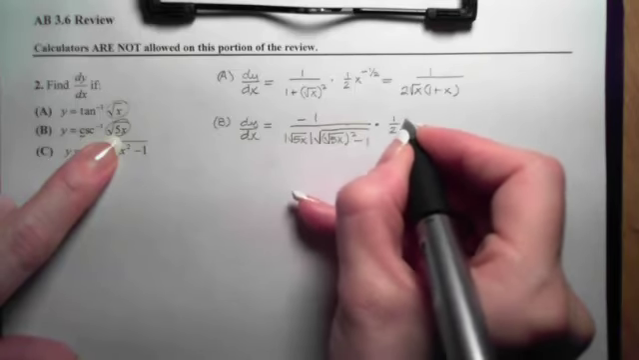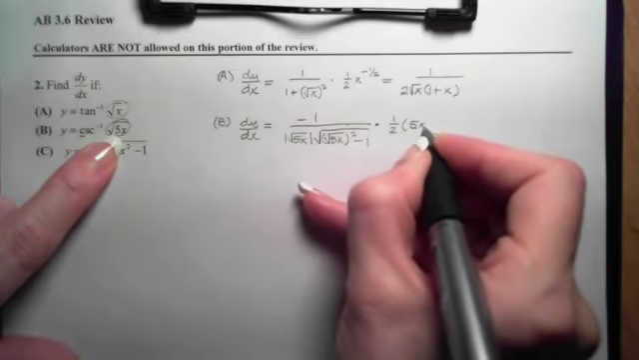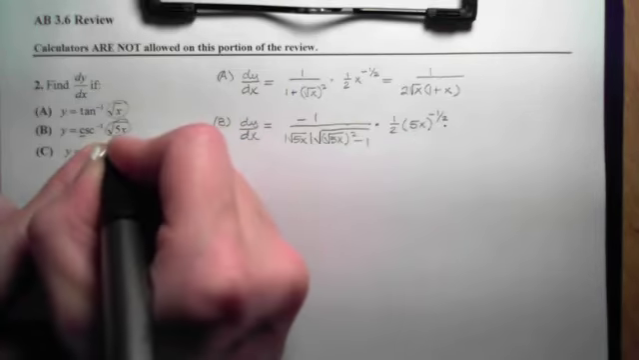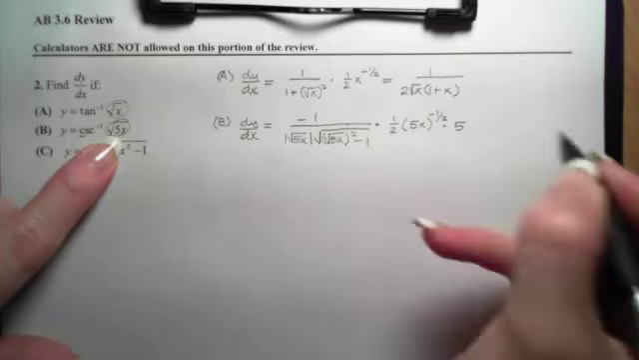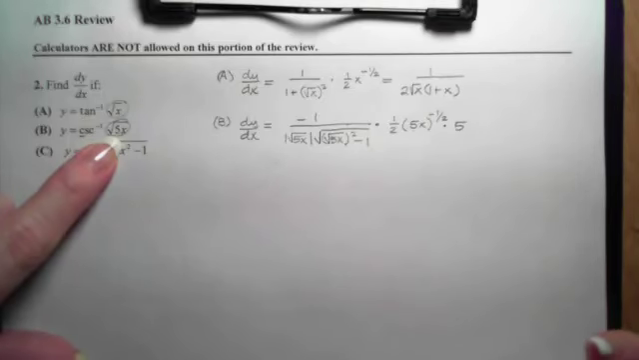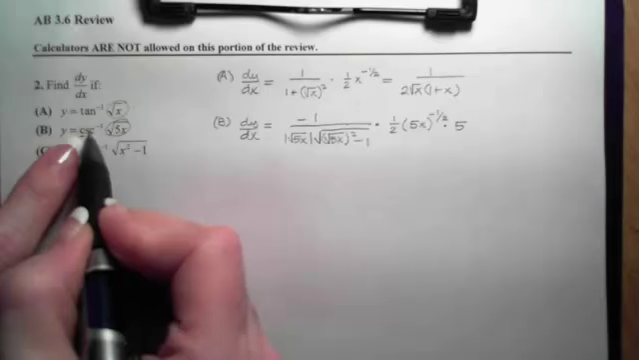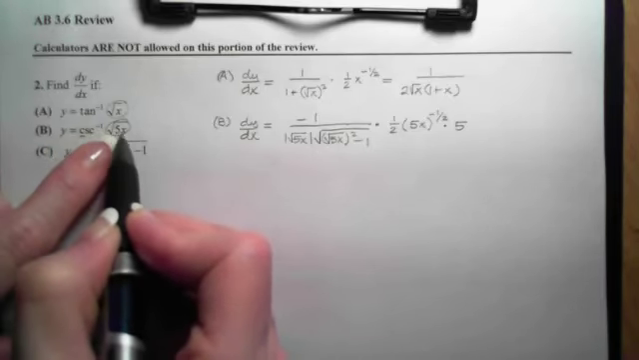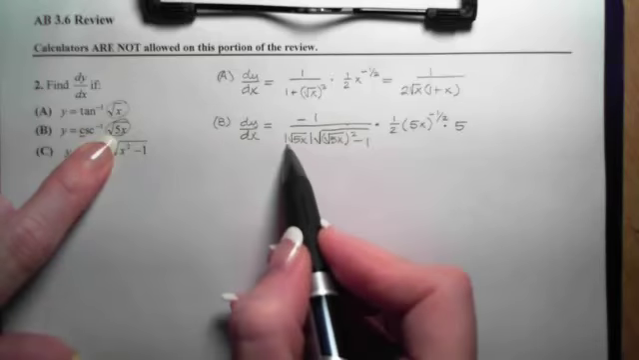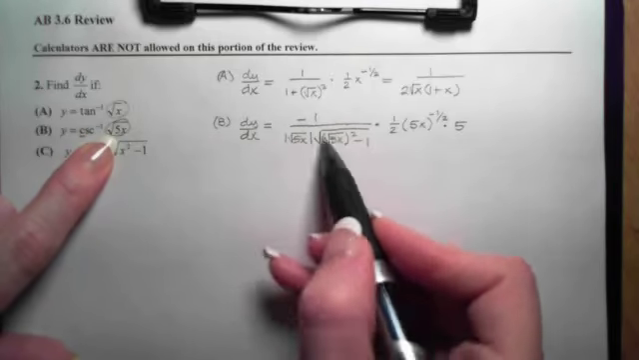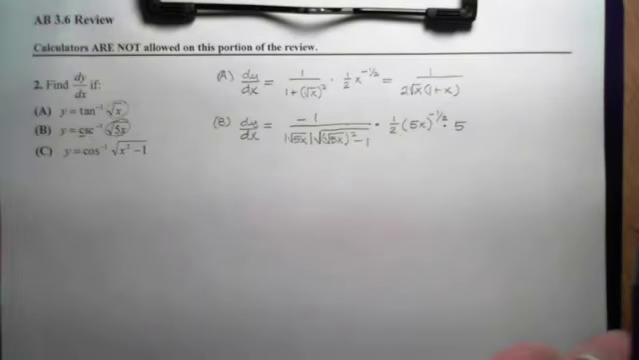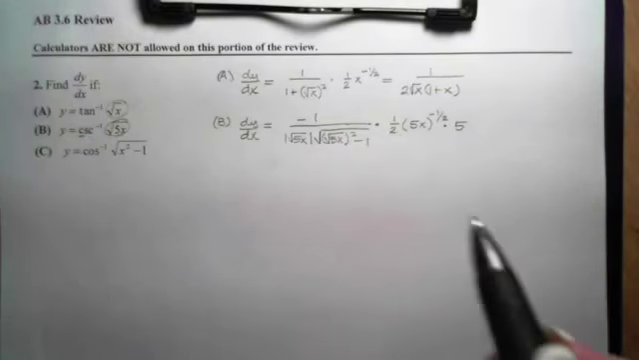Well, that'll be a 1/2 times a 5x to the negative 1/2 times the derivative of the 5x now, which is a 5. So notice that I had to apply 3 rules. I had to do the cosecant inverse rule, I had to do the power rule, and then I had to do the derivative of the 5x. So here's the cosecant inverse rule applied, here's the root applied, and here's that 5x. So now my job is to simplify this.